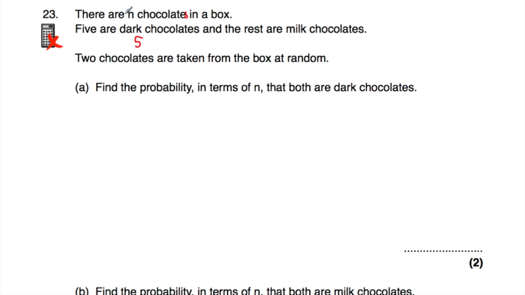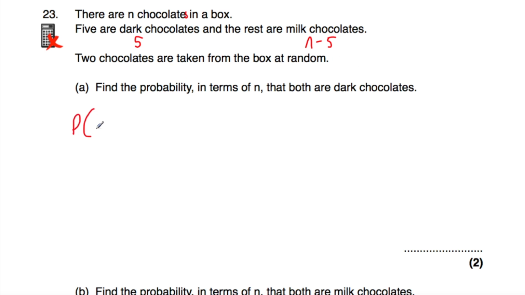Now considering this n altogether, the number of milk chocolates would be n subtract 5. Because for instance, if there's 30 chocolates and 5 of them are dark chocolate, there'd be 25 milk chocolate, because we would take the 5 away from the number of chocolates in the box. So if 5 of them are dark chocolate, n minus 5 must be the number of milk chocolates in the box. So if we go back to the question, we're told that 2 of the chocolates are taken at random from the box, and we want to find the probability that both of them are dark chocolate.